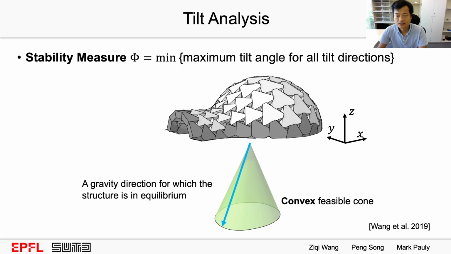One generalizes this measure by considering all possible rotation axes to tilt the ground plane. This stability measure is defined as the minimum critical tilt angle among all possible tilt directions.